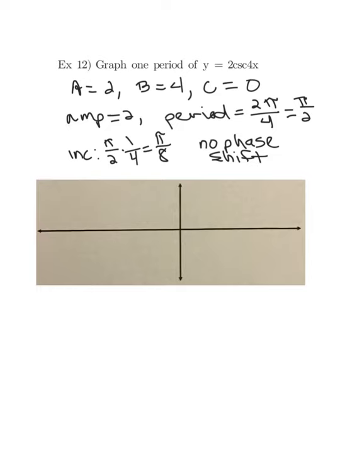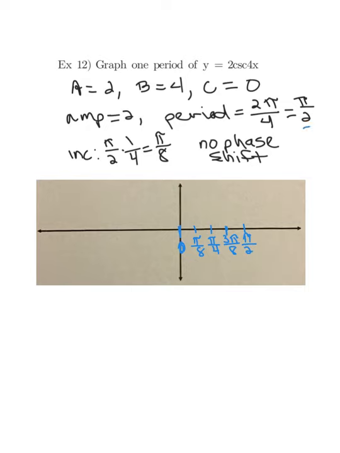For our labeling, we have no phase shift, so we will start at 0. We are counting by pi over 8s. So 0 plus pi over 8 puts me at pi over 8. Plus pi over 8 is 2 pi over 8, which equals pi over 4. 2 pi over 8 plus pi over 8 gives me 3 pi over 8. 3 pi over 8 plus pi over 8 gives me 4 pi over 8, which simplifies to be pi over 2, and that's our 5th mark.